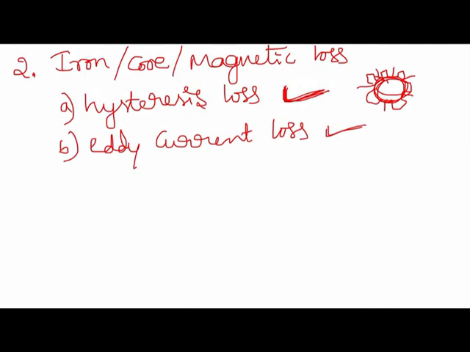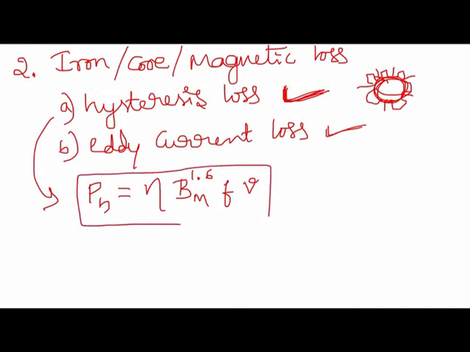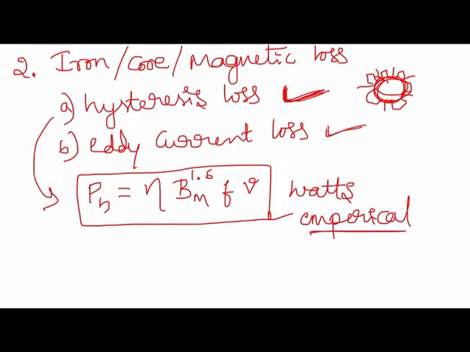The formula to calculate this hysteresis loss is: power loss due to hysteresis equals the hysteresis coefficient into the maximum flux density power 1.6 into f into V, that is the volume of the core. This is the formula used to calculate the hysteresis loss in a DC motor. It is in watts. This formula is called an empirical formula, which does not have proofs. It is obtained from repeated experiments.